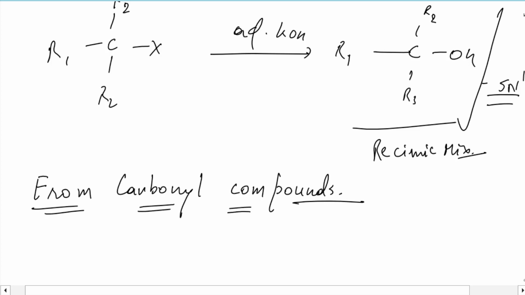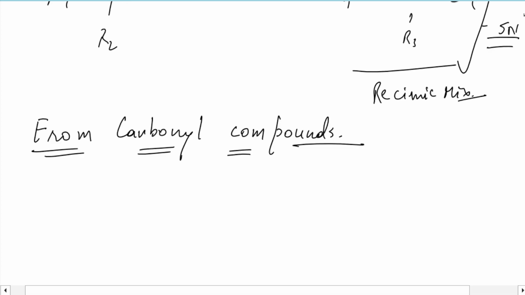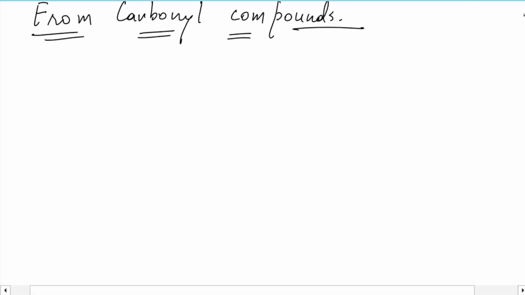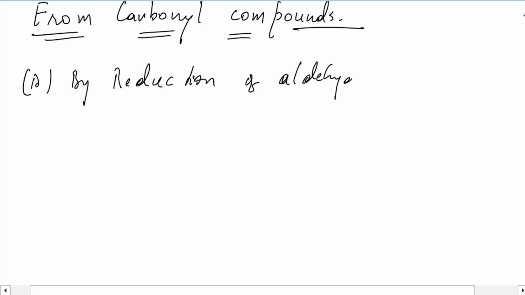Let's have a look at how the alcohols are prepared from carbonyl compounds. So first is by reduction of aldehydes and ketones. Definitely we will reduce them, by reduction of aldehydes and ketones.